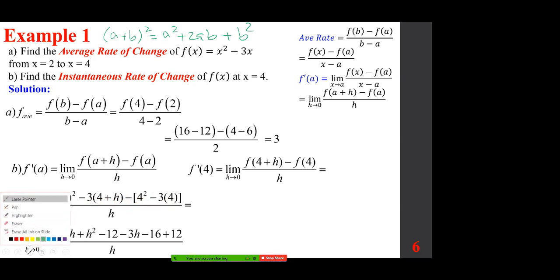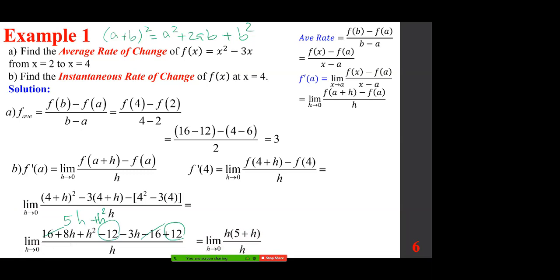16 cancels out negative 16, okay? And then negative 12 cancels out positive 12, which leaves us h squared and 5h. 5h, okay, class? So let's write that properly. So we have 5h left plus h squared. We can take the h out. Remember, when we have 0 over 0, it is the 0 in the denominator which is the problem. You drop the h, you're left with 5 plus h.